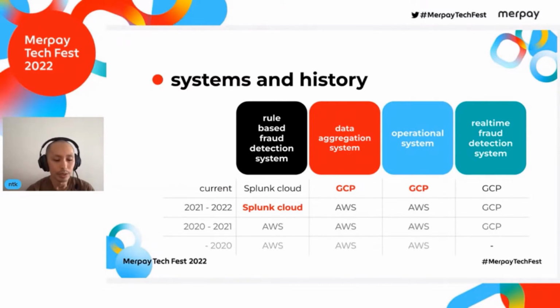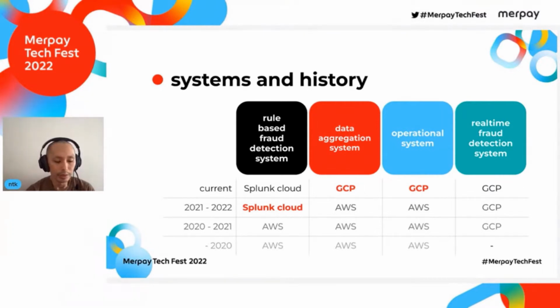And here is the operational system. This system is part of the internal tools used by the CS operation team, which is the team that monitors fraud on a daily basis. This was also migrated to GCP this spring, just like the data aggregation system.